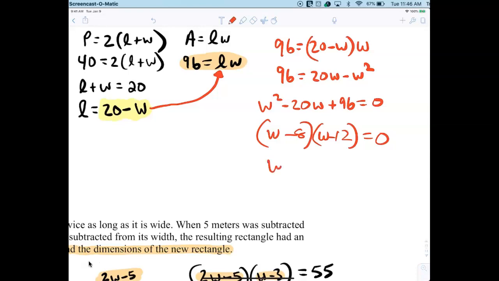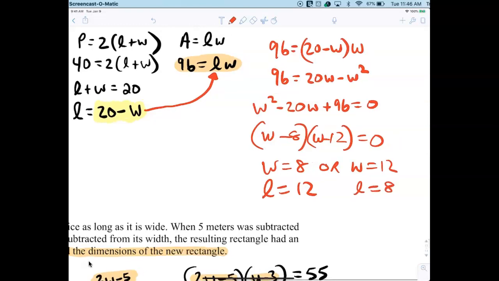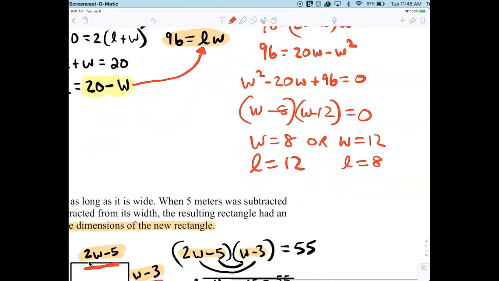So the width could be what? 8 or 12. All right. Now, does it really matter if you choose 8 or 12? No, because the other length will be what? Yeah, will be the other choice. So then here the length would be what? 12, but over here the length would be what? The length would be 8. And again, we are measuring in meters.